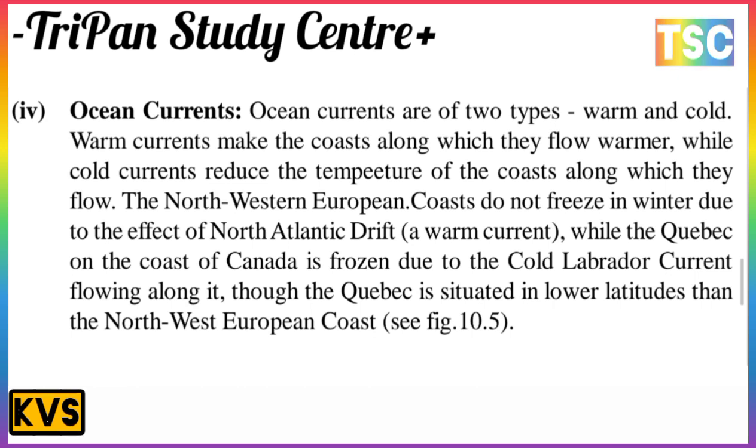The next is ocean currents. The ocean currents are of two types, warm and cold. The warm current makes the coasts along its flow warmer, and the cold current reduces the temperature of the coasts along its flow.